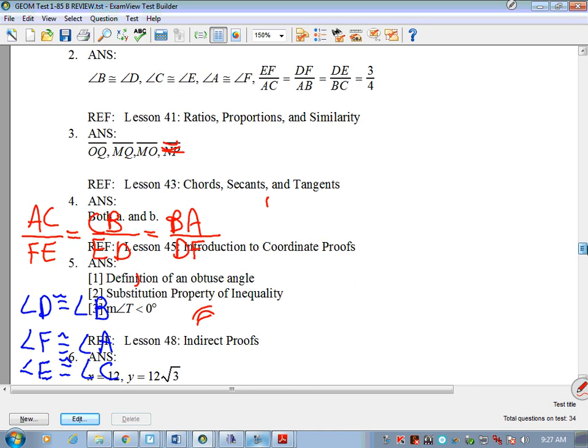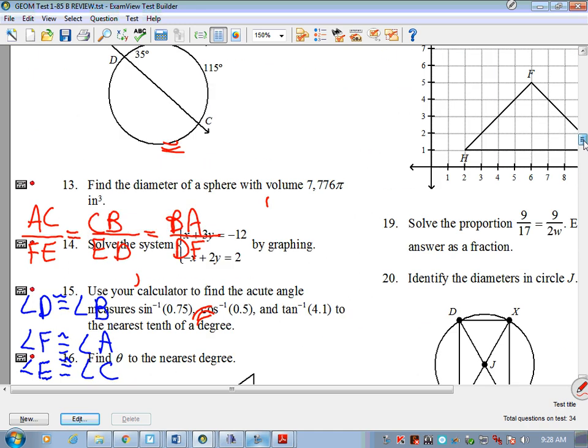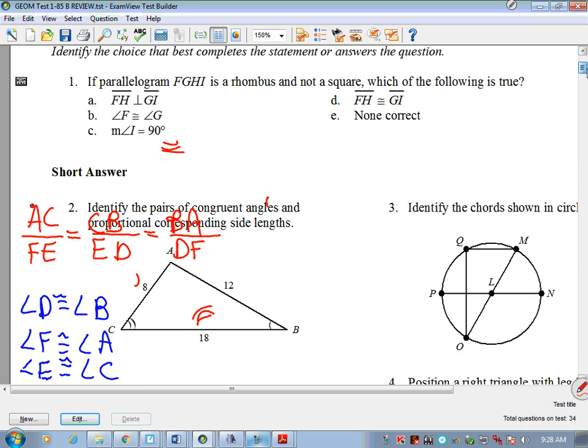Okay, let's look at number 2. All right, so we got all that. They did EF to AC. Notice that they flipped it, but it's the same thing, right? They did DF to AB, same thing. They did DE to CB, same thing. The only thing that we had left to do there is actually write out the proportion.